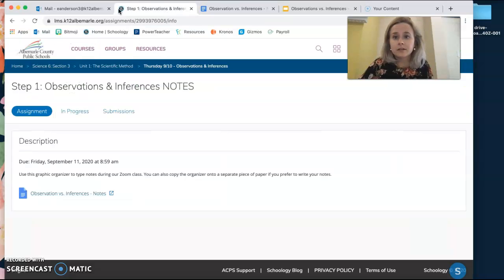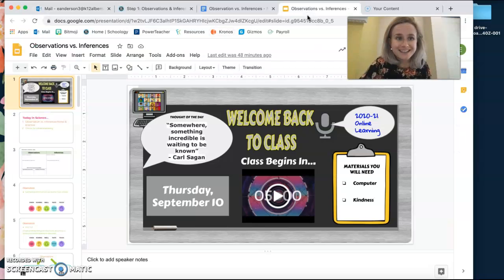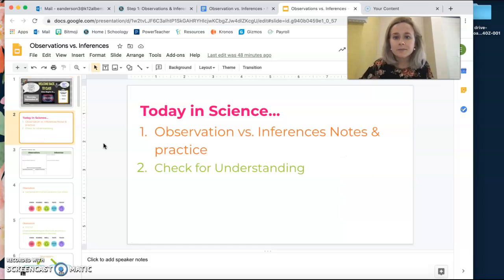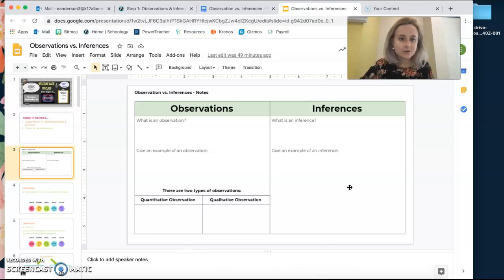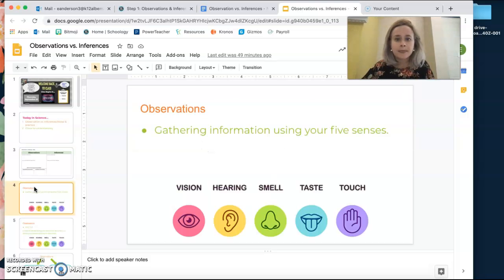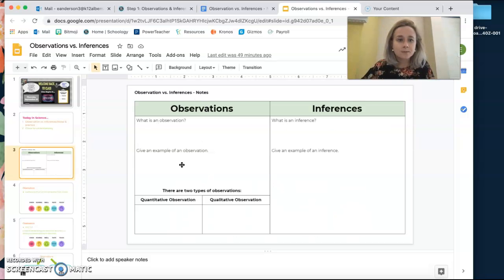So, let us go to today's presentation. We are going to be talking about observation and inferences. We're going to be filling out the note sheet and doing some practice. And then there's a check for understanding that you're going to complete at the end of class. This is the note sheet. Like I said, you're going to be typing in this, or you're going to be writing your own, whichever you prefer. All right, so we're going to start with observations.